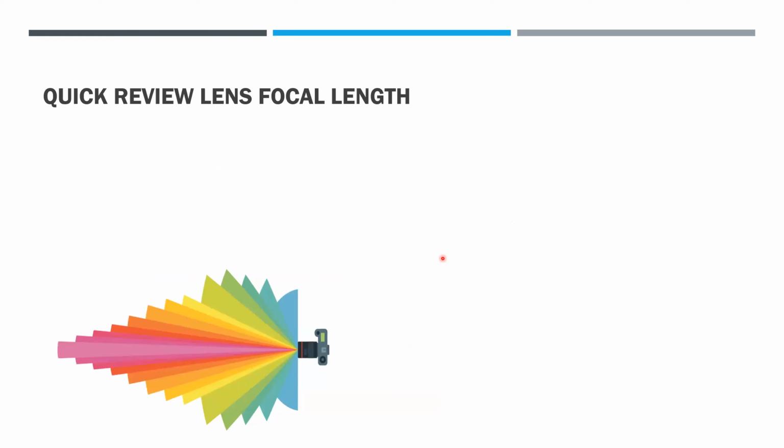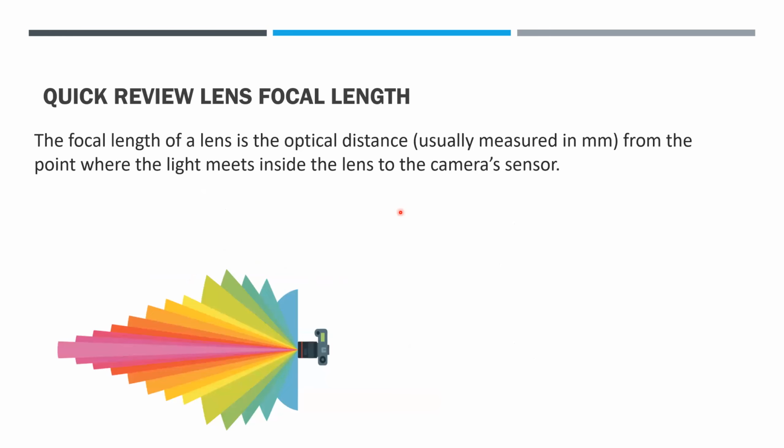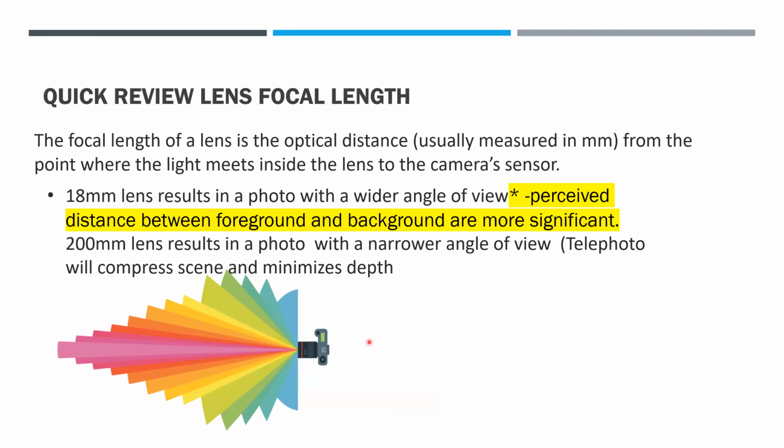Okay, good. So on focal length, we'll talk about a bit of that. That is the optical distance measured in millimeters from the point where the light meets the lens sensor, not just the lens, but the sensor of your camera. An 18 millimeter lens gives you a wider angle of view, and a perceived distance between the foreground and background that is more significant.